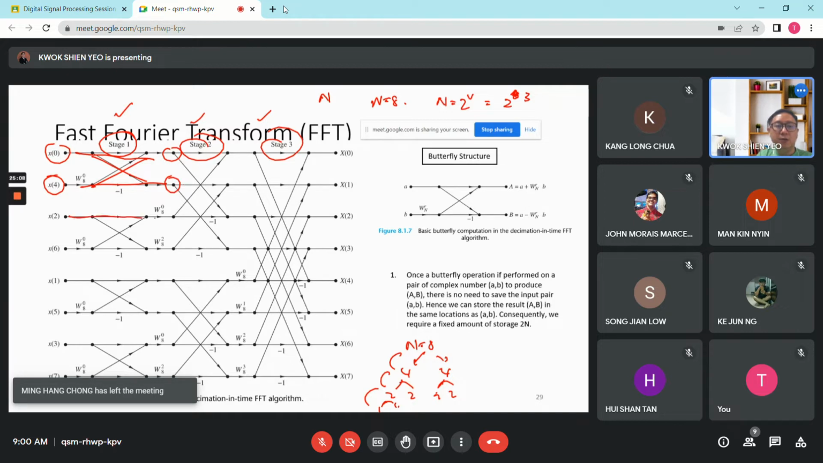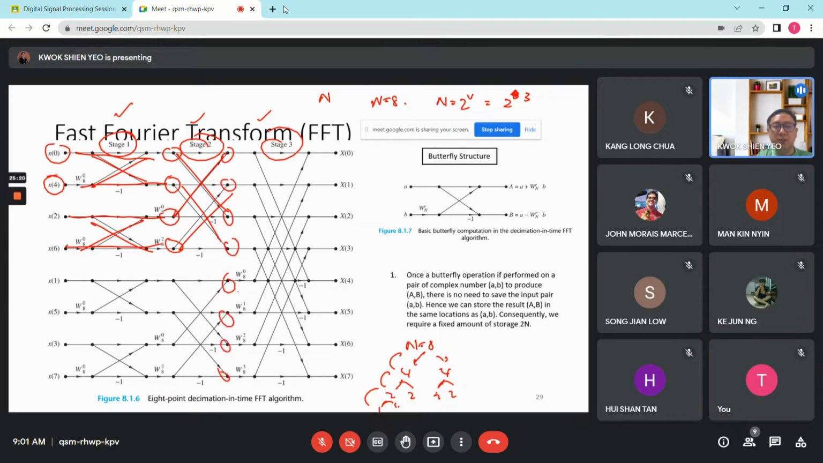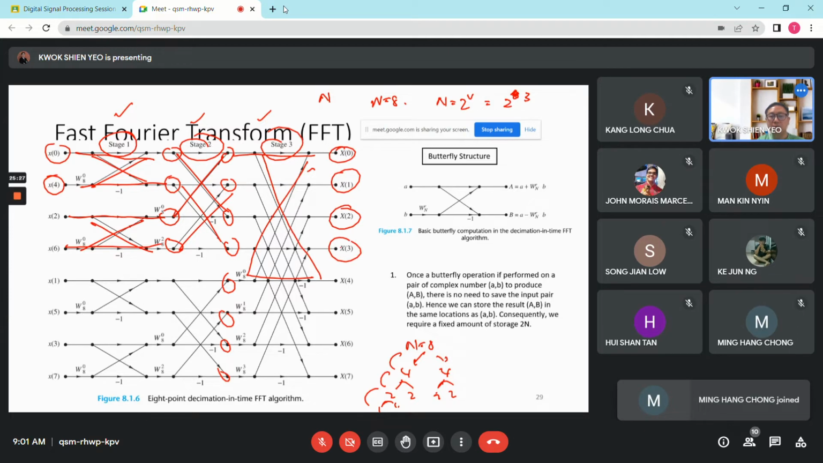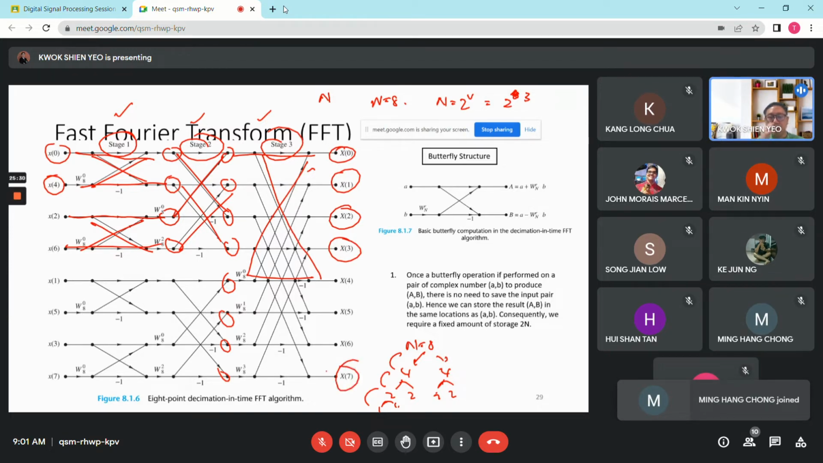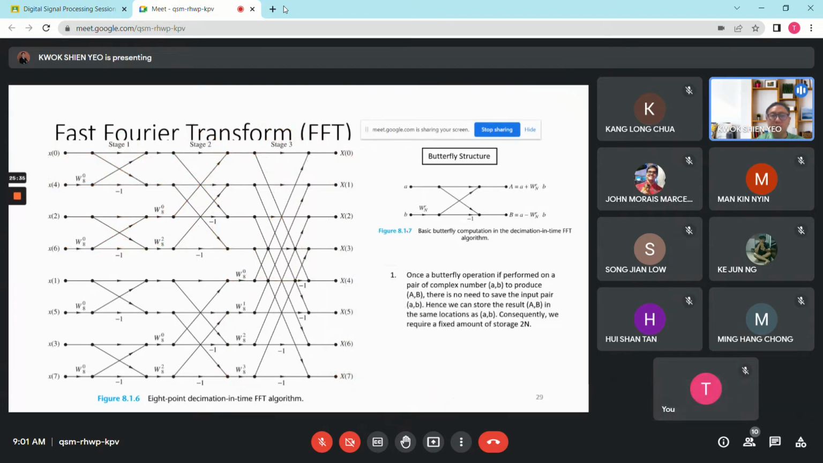Okay, and then you can do this to get the values here. Then with these four values, you can continue to get 1, 2, 3, 4, 5, 6, 7, 8. These 8 values, you will go through a bigger butterfly structure to get your x0, x1, x2, until x7. Okay, so that's the process here from left to right. From xn, you will go through stage 1, stage 2, stage 3 to get your xk. All right, so there are 3 stages.